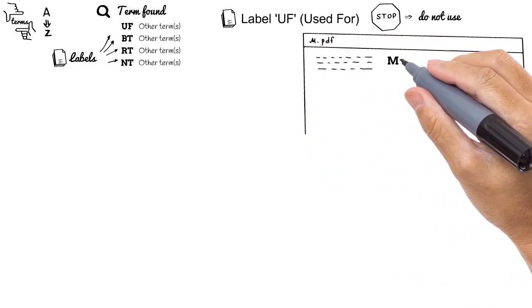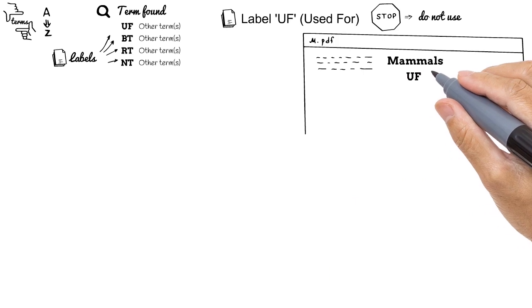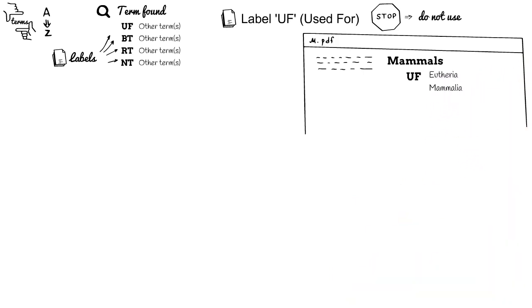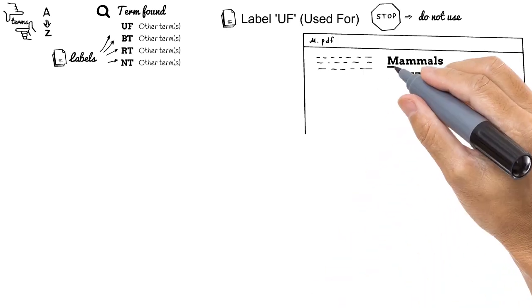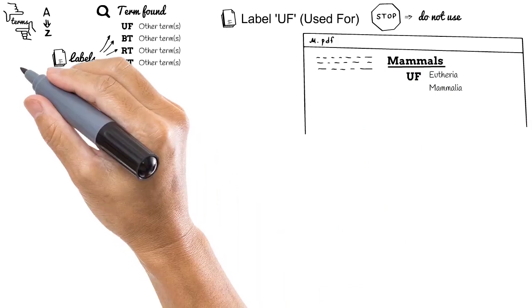Let's look into example of term mammals, which stands for warm-blooded animals. There are some terms like Eutheria and Mammalia. We should not use such terms for our term search. Bolded term mammals is the right term to search instead. That's how we get rid of unnecessary terms for our search.